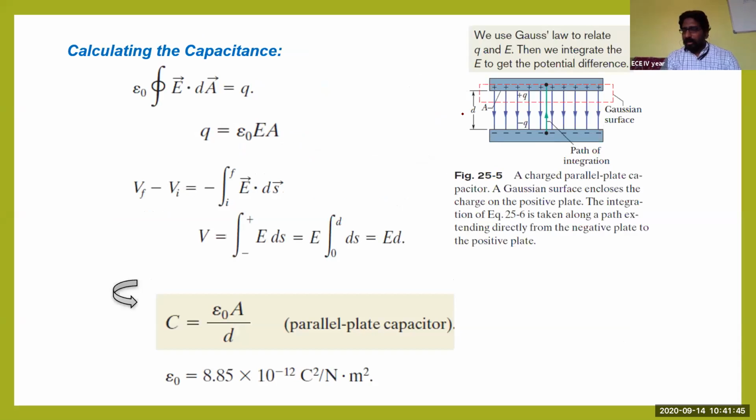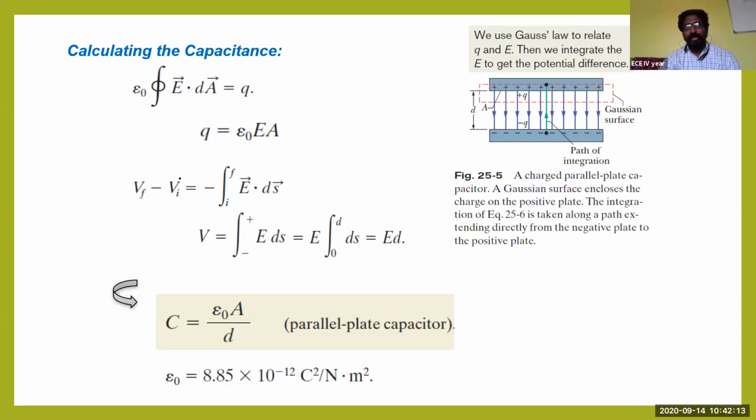So this is a formula for how to calculate the capacitance. Calculation of the capacitance has been done, and this is for a non-uniform field. The integration has been done where Q equals integration of E into dA, and therefore Q equals epsilon naught EA. And this is the difference between the two potentials, Vf, the final potential, and Vi, the initial potential.